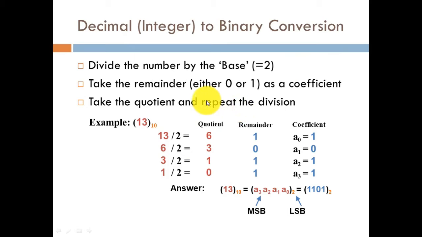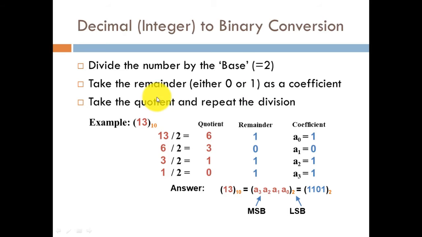What are the various steps that we have to follow in order to convert a decimal integer to the binary number system? First, we are going to divide the number by its base, which is equal to 2. Since we need to convert it into the binary number system and the base for the binary number system is 2, that is why we divide by this particular base. Now take the remainder, either 0 or 1. Obviously, if we are dividing any number by 2, then the remainder would be either 0 or 1. Apart from that, none of the digits are possible.